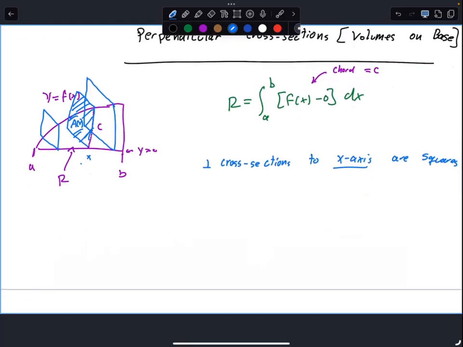And so my volume would be equal to the integral from A to B of that cross-section, which is a square, which would be f of x minus 0. I'm not just going to put that f of x, that minus 0 there, squared dx, because a square means that all the sides are equal. And so the length, the base of that square, is f of x minus 0, squared. I'm going to show you a little bit differently.